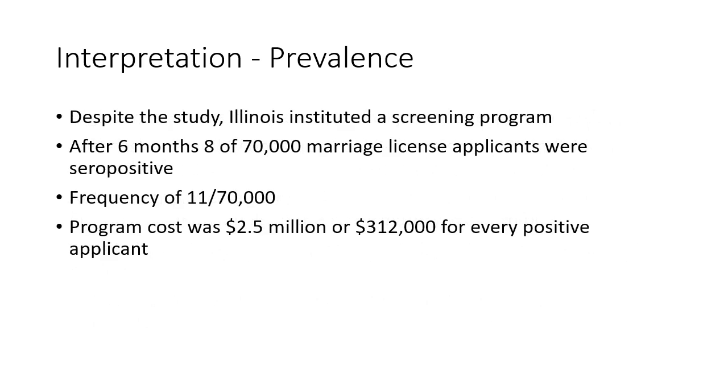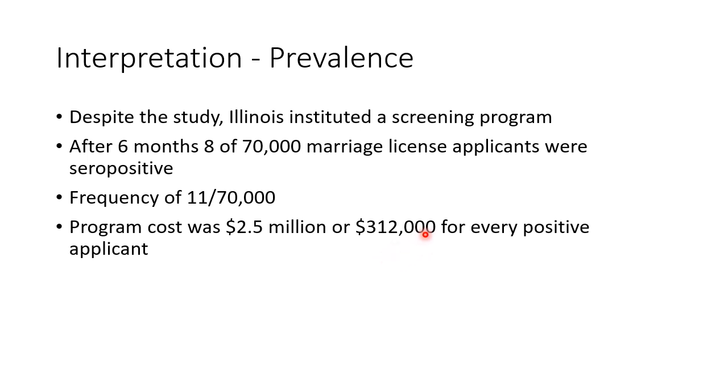So looking at it, despite that study they did there, Illinois ended up instituting this program. And after 6 months, 8 of the 70,000 marriage licenses were still seropositive. They had a frequency of about 11 out of the 70,000 there. So what they found was that for every positive applicant, every single person they actually correctly identified as having HIV positive that wasn't diagnosed before, it cost them about 312,000 individuals. That seemed like a very cost-effective sort of thing, right?